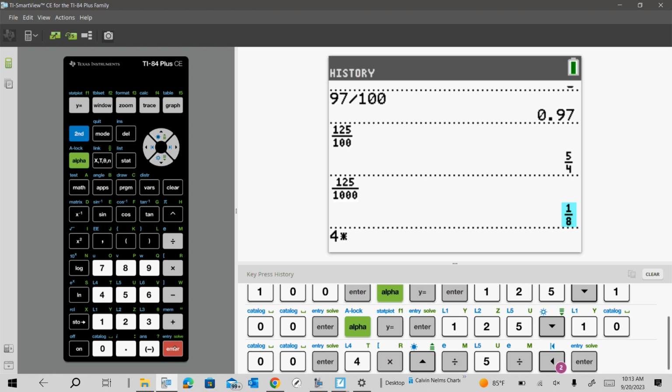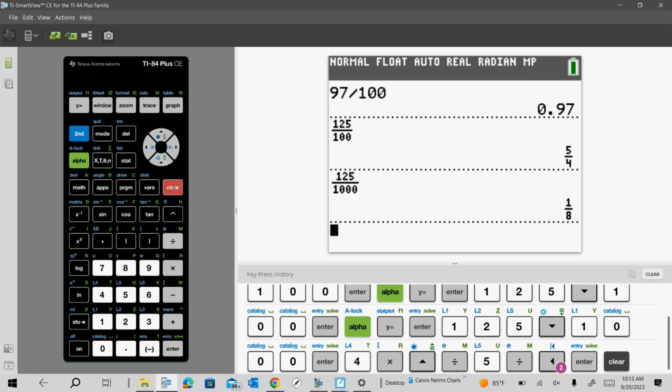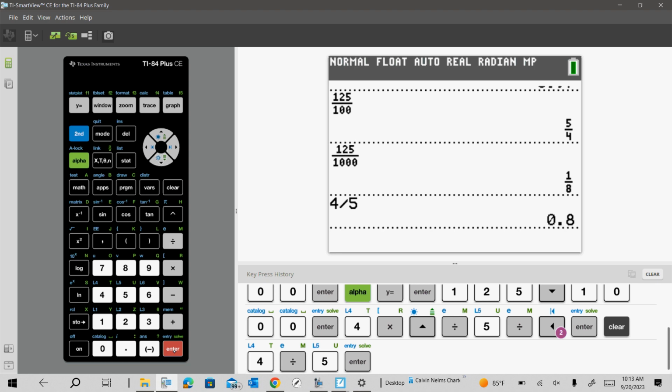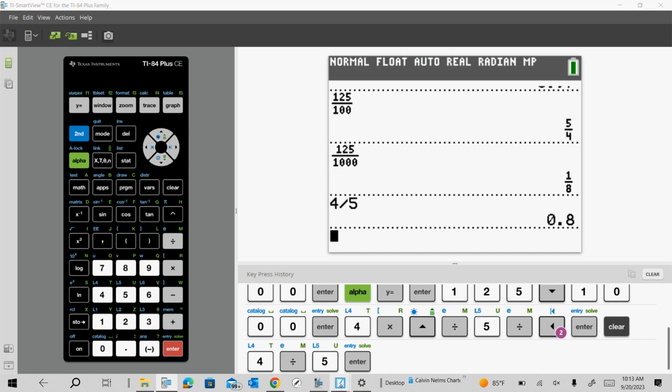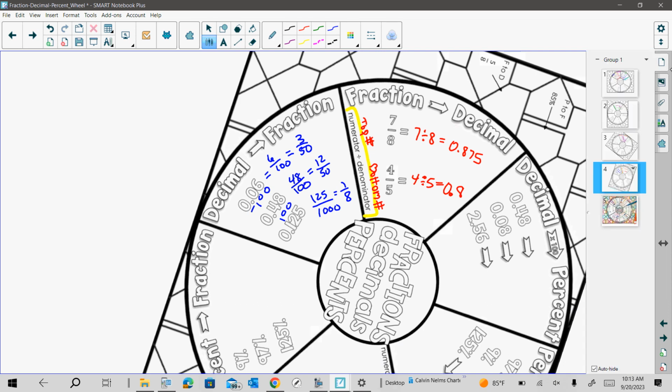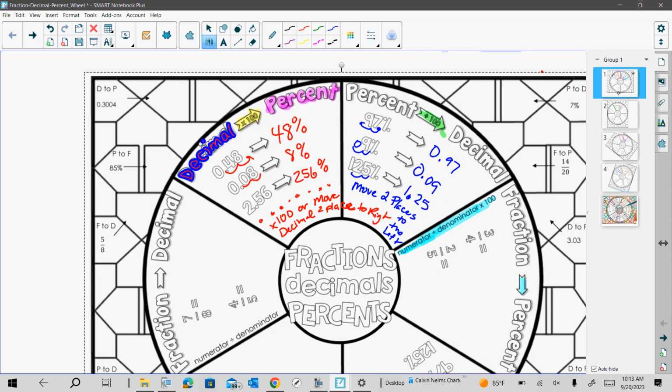What happened to my calculator? That 4 divided by 5. There's the decimal. Okay. Is that all of them now? Yes. Okay, here's what you have inside your wheel, your mosaic on the side here. Let me see. Okay, so I'm gonna just go back to here.